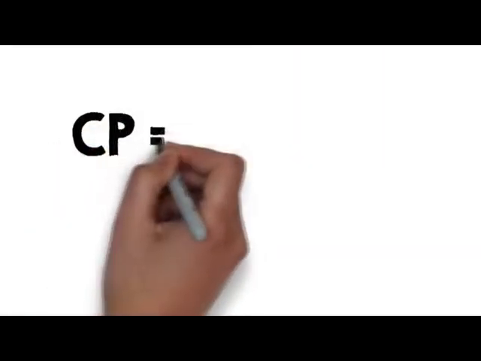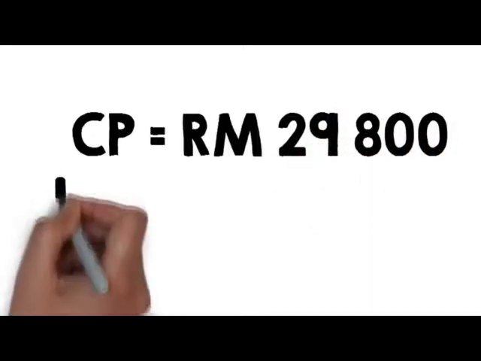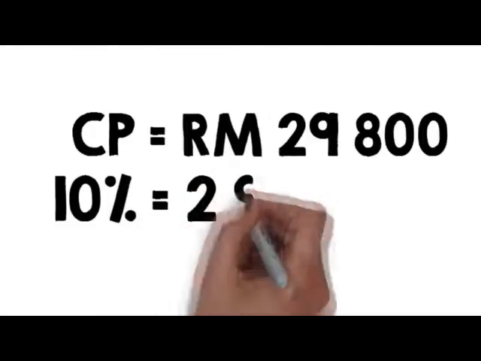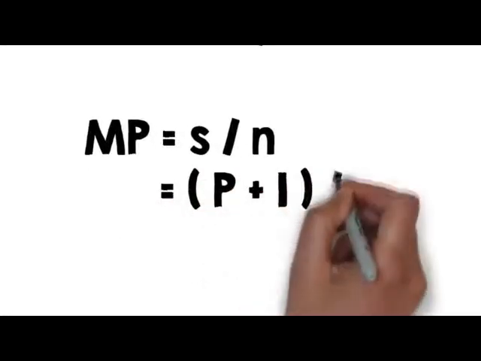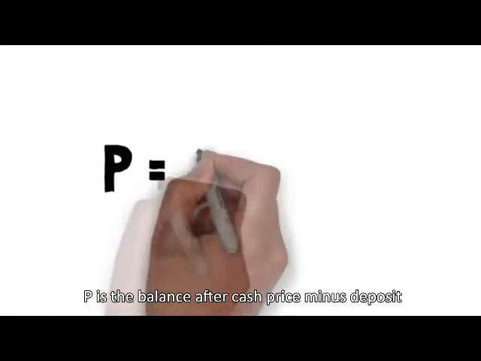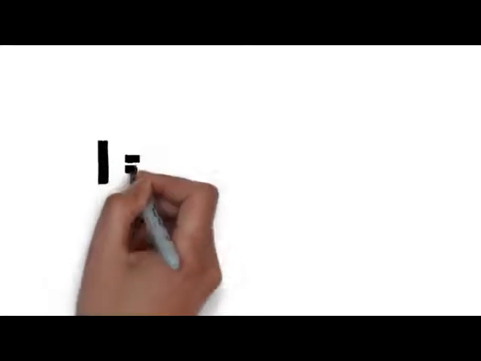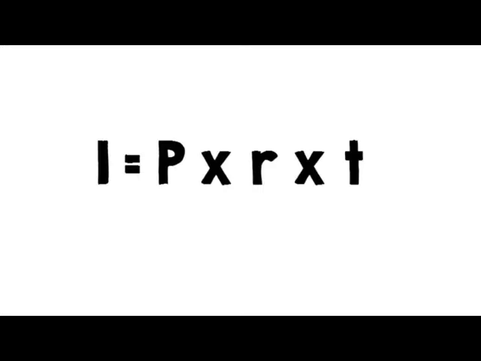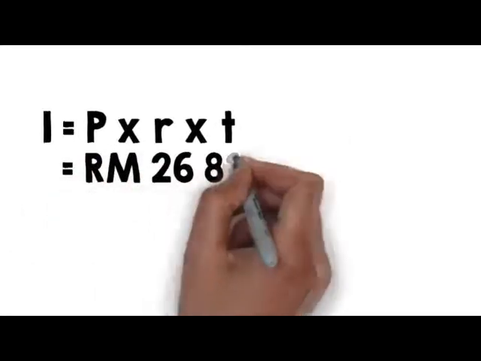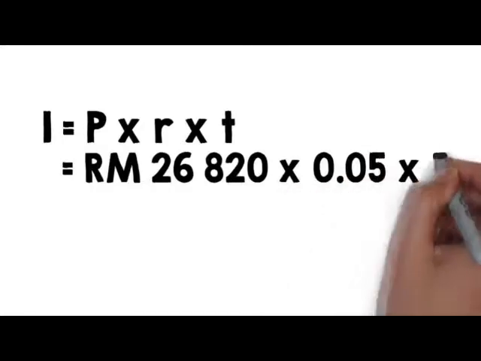The cash price of the car is RM29,800. And then you need to put a 10% deposit, which is 2980. And then your monthly payment plan should be S over N, where S is P plus I. P is the balance after you subtract the deposit from the cash price. P is 26820. I is interest, which is P times R times T. P is 26820 times your interest rate, let's say 5%, 0.05, times 7.